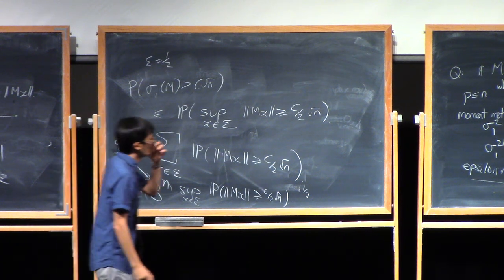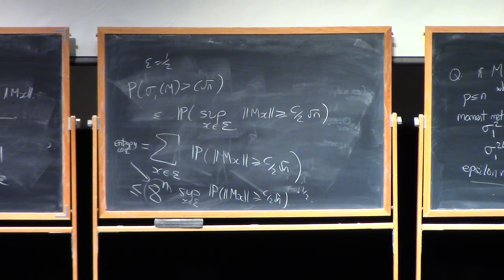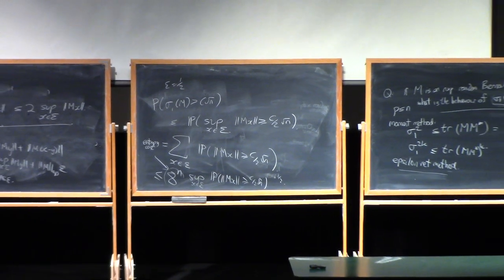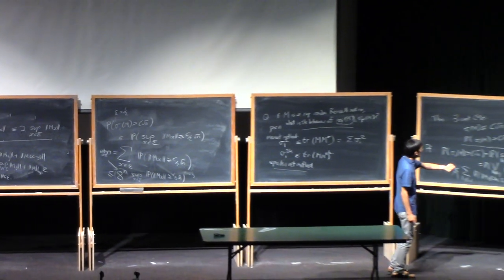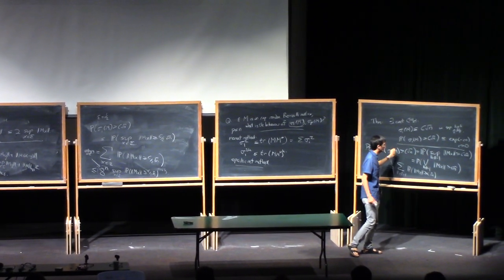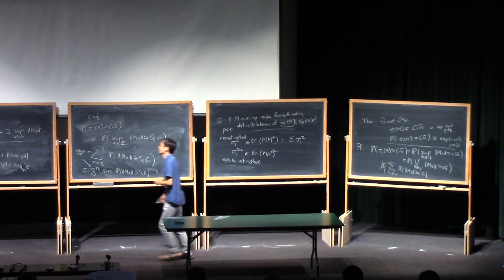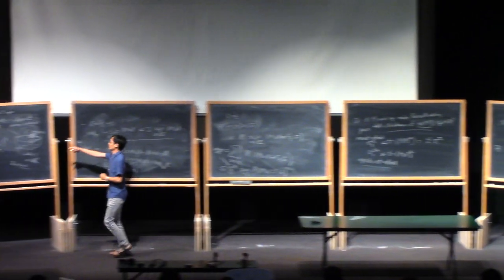It's the price you pay because you don't know in advance which x is going to work, or which x is going to be the worst x. If there's a fixed x which was always the worst, then you could forget all the other x's, and you wouldn't lose anything. But the x which is the worst, we don't know where it is, but we know it's close to one of the points on this net.